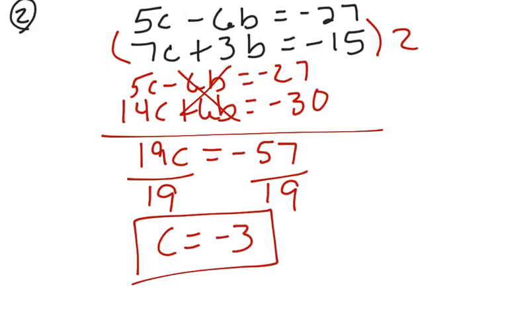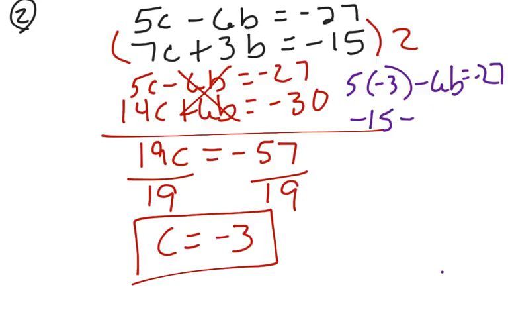You have to go plug that back into an original problem. So we could say 5 times negative 3 minus 6b equals negative 27. So negative 15 minus 6b equals negative 27. Add your 15.